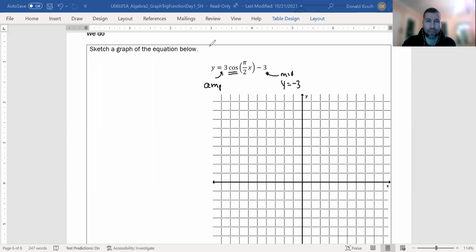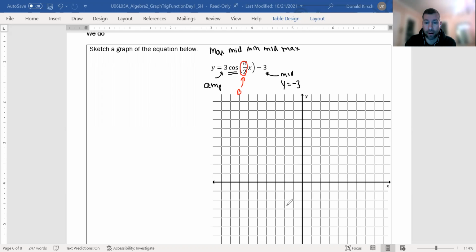I'm going to remind myself up above what cosine's order is. Cosine, remember, goes from max to mid to min to mid back to our max, and that's our full cycle. But the other thing that we have to remember is that now we're actually changing the period. So this is our B value. And in order to do this, we're also going to have to find what that period is and adjust our x-axis.